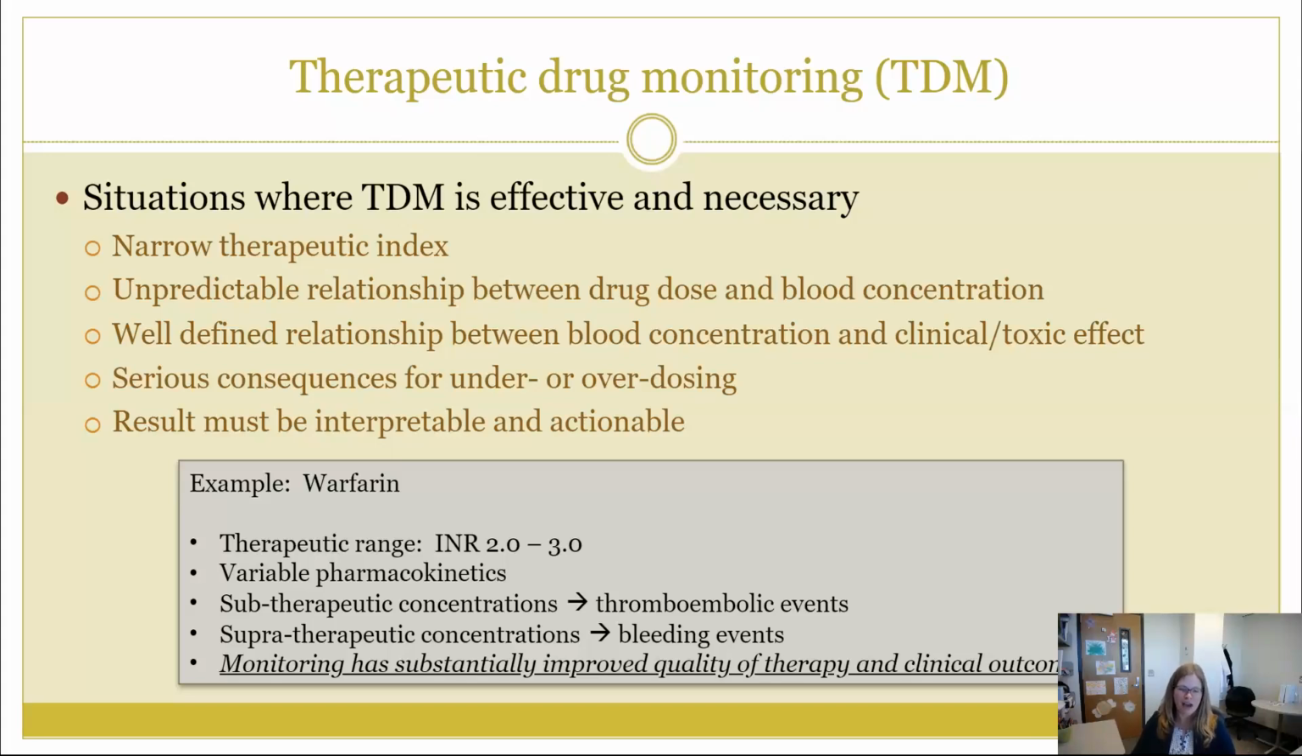So we know that we have a well-established standard therapeutic range using the International Normalized Ratio, or INR, of 2 to 3. This is necessary because warfarin has variable pharmacokinetics. If patients have a subtherapeutic INR, they're more at risk of thromboembolic events, and if they have a supratherapeutic INR, they are at risk for bleeding events. And so we use that to adjust dosing of warfarin. Monitoring warfarin in this way has really improved the quality of therapy and clinical outcomes for patients who are receiving warfarin therapy.